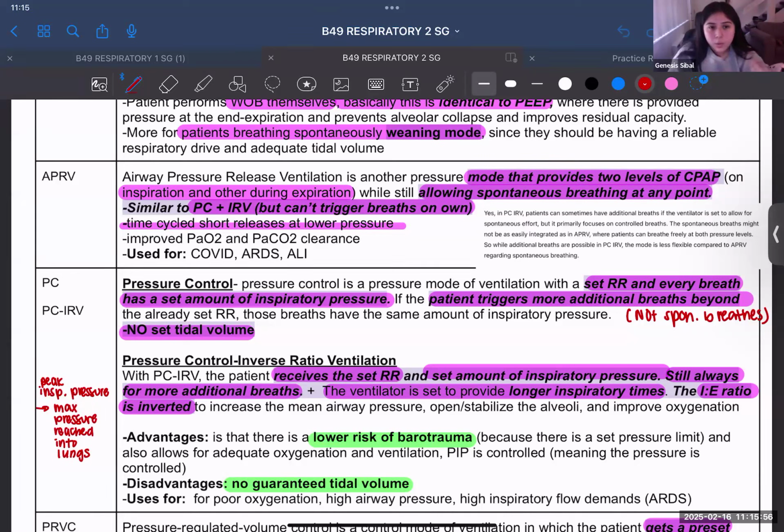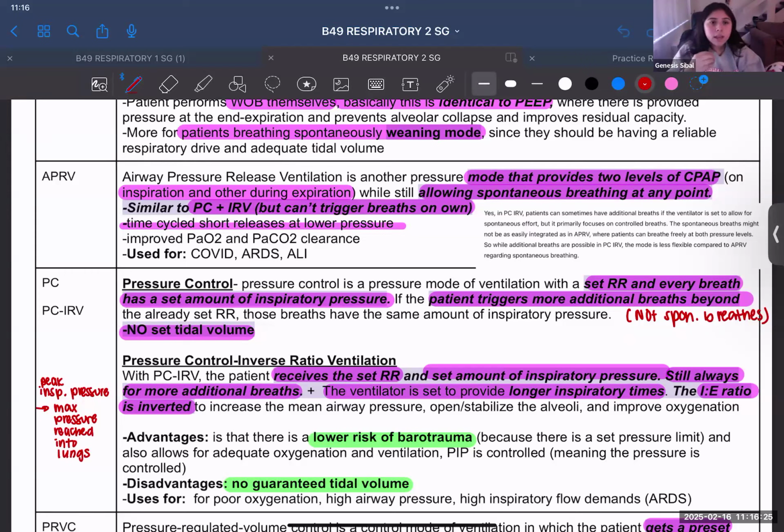I don't think you have to understand all of that, but the only thing you have to think about is, if I were to rank them, I'm saying PC, PCIRV, and then APRV. If a patient is coming in, they can still breathe, but they have some barotrauma risks, like with ARDS. They're not dying. I don't need to go to pressure control. I can probably put them on APRV first, and if they get worse, I can try PCIRV. If that doesn't work, then I can try pressure control.